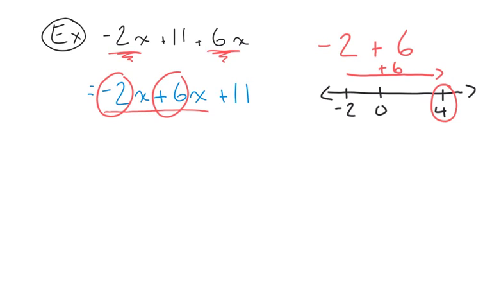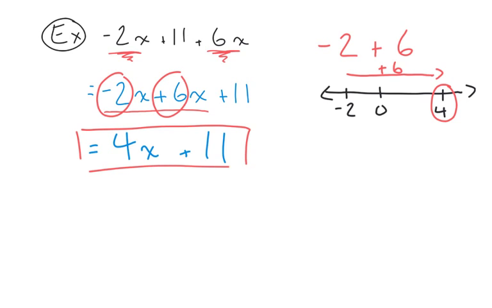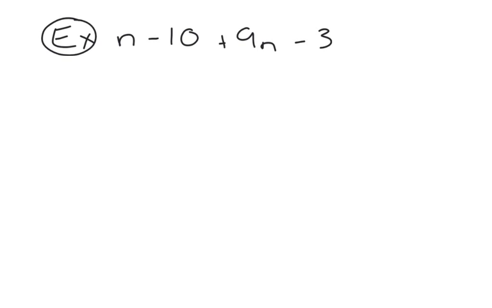Let's go ahead and write that over on the left. +4. The variable stays exactly the same, so it remains x. The +11, because we didn't do anything to it, it stays the same. Because 4x and +11 are unlike terms, that means we cannot further simplify this expression, and 4x plus 11 is our final answer.